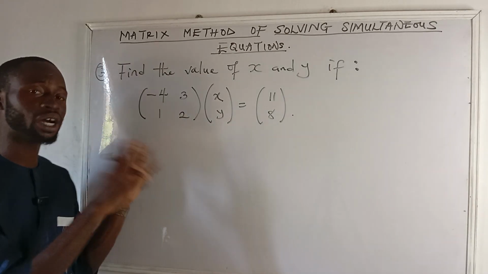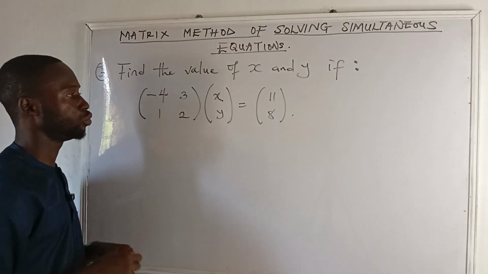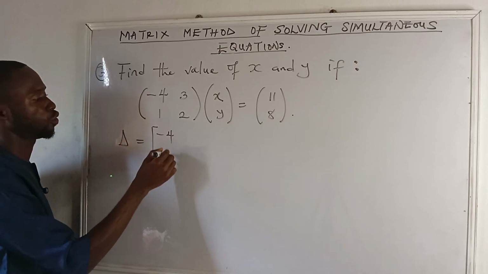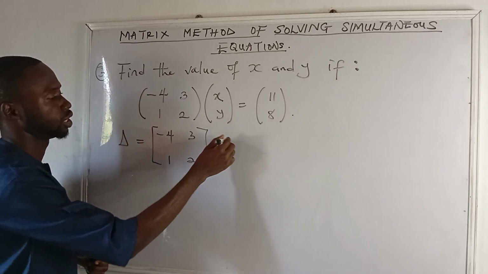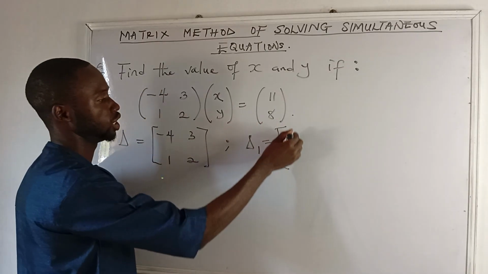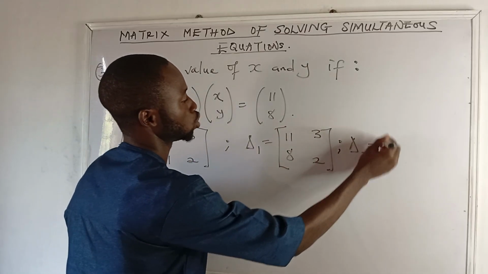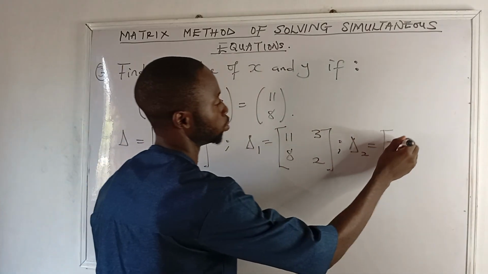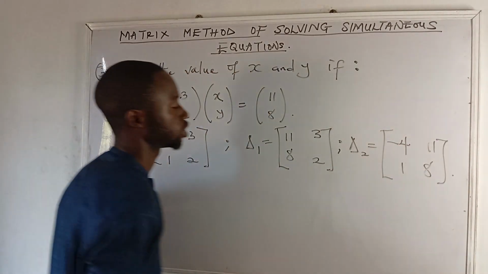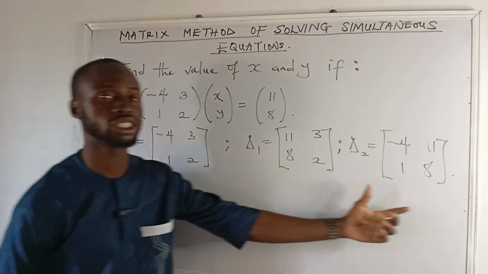Oftentimes, our questions usually come in matrix form already, so that makes our work easier. So obviously from here, we should know that our delta will be equal to this matrix. That's minus 4, 1, 3, and 2. Then our delta 1, what would our delta 1 look like? Our delta 1, we are not going to write in the first column, we are going to write in 11 and 8. Then the second column is 3 and 2. Then our delta 2 is the second column that we are changing, but we are writing the first column. Minus 4 and 1, then 11 and 8. So we have to find the determinant of this, this, and this.